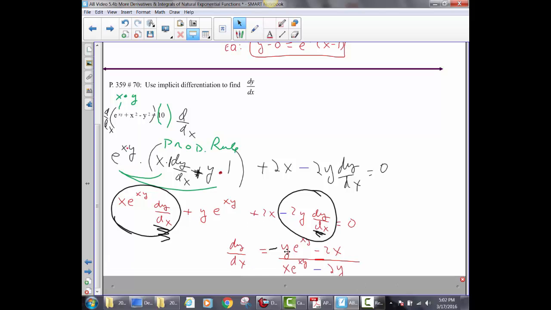So you can see how that's going to become minus y e to the xy minus 2x, and then you'll factor these dy/dx's out. You'll be left with x e to the xy minus 2y. So you'll divide the other side by that.